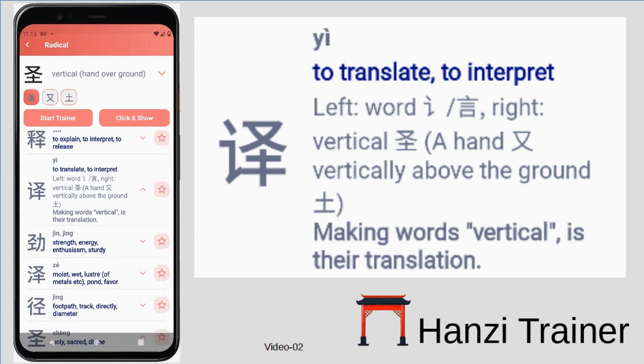The explanation tells me that this character is composed by the character for word and this character for vertical. We come to the meaning of this character, which is to translate, with the memory phrase making words vertical is their translation. So word and vertical in combination means to translate.